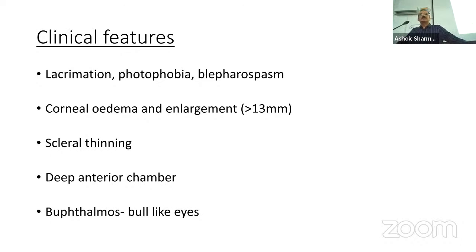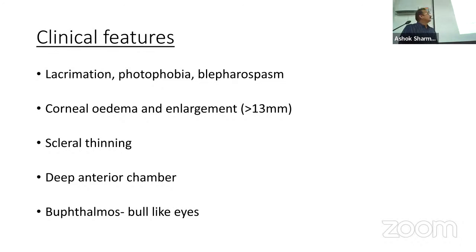So in congenital glaucomas, if you are posted in pediatrics, a mother comes, the child is unable to open the eyes, there is watering, there is intolerance to light, your first suspicion should be congenital glaucoma, right? Once you open these eyes, they are big eyes, there is thinning of the sclera, the anterior chamber is deep, they are myopic, they have bull-like eyes, right?